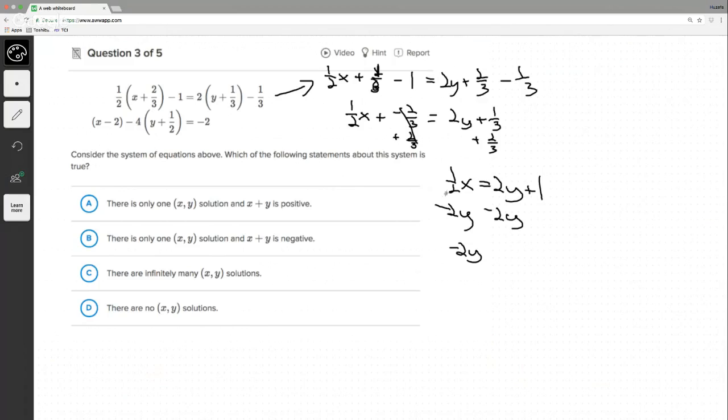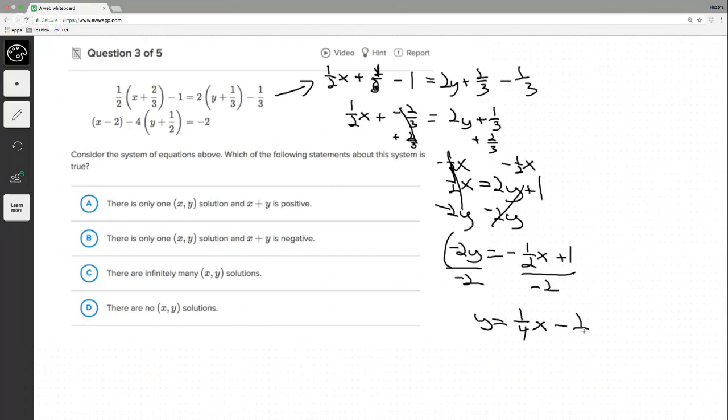Negative 2y. And then I'm also going to simultaneously move the 1/2 x over here. Now we get negative 2y equals negative 1/2 x plus 1. And we're going to divide both sides by negative 2. So we get y equals negative 1/2 divided by negative 2 is positive 1/4 x minus 1/2. All right, so there's one line.